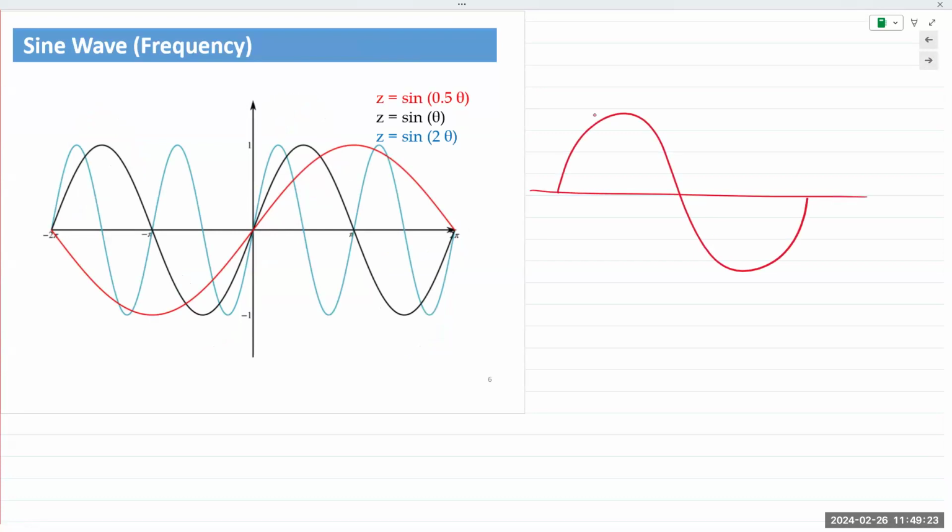Your waveform goes from 0 to a positive value, comes back to 0, goes below 0 to a negative value, and then comes back up to 0. When it cycles through both a positive and negative value and comes back up to 0, we call that one full cycle. And the number of cycles it completes in 1 second is called the frequency, noted by the lowercase f.